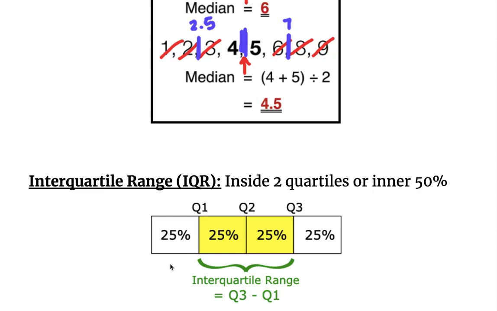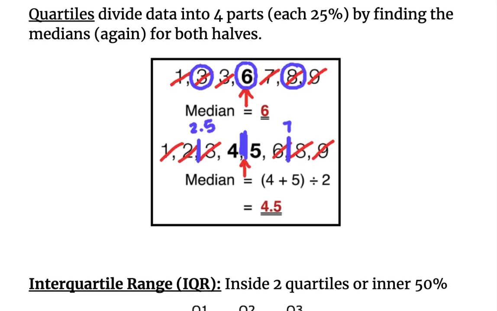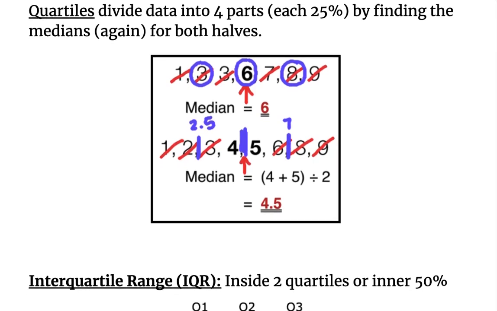So again, each of the four pieces is called a quartile. Quartile 1, quartile 2, quartile 3, and quartile 4. But IQR is just the highlighted part here, the inside 50%, the inside two quartiles. And that's the subtraction of them. Be sure that you have written down this stuff before we move on.